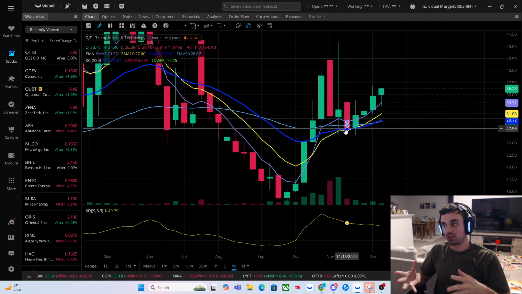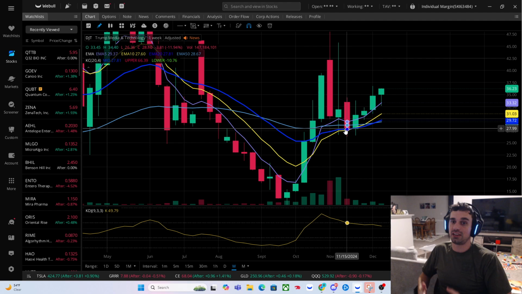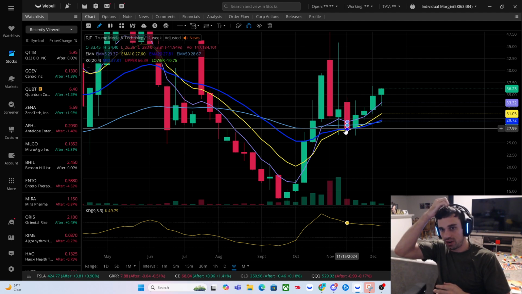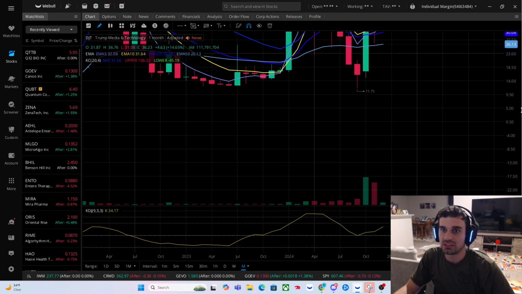I know a lot of people don't use the weekly candle, but I encourage you, if you want more consistent trades, if you want to be more confident, the weekly candle is insane. Give it a try. You can even go to the monthly. I don't use it as much, but you can look at the monthly too.